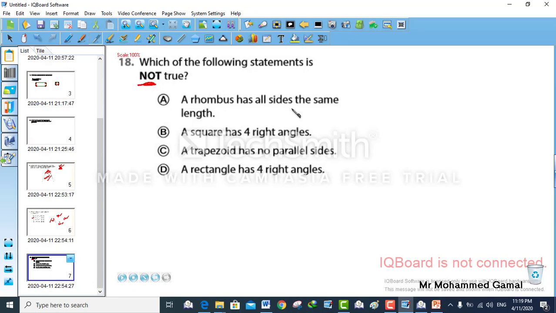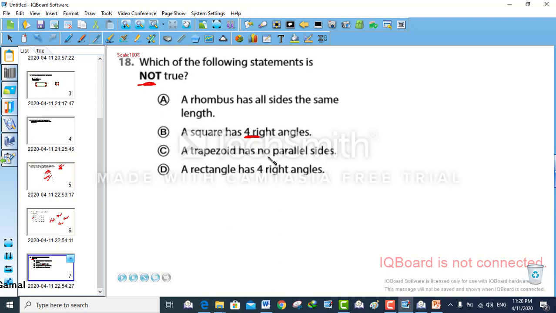A rhombus has all sides the same length. Rhombus, all of the sides are equal? Yes, it's equal, so I will not choose it. A square has 4 right angles. Yeah, any square has 4 right angles, and not only this, it has also 4 equal sides. But it has 4 right angles? Yes. Because of this, I will not choose it, because I want the one which is wrong, not true.